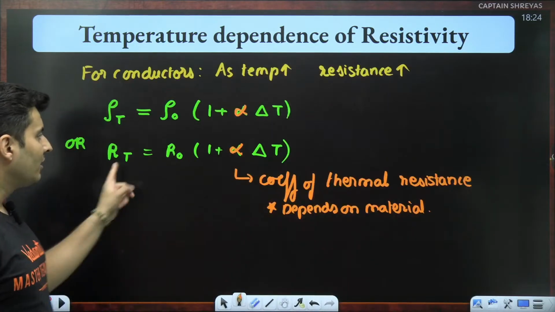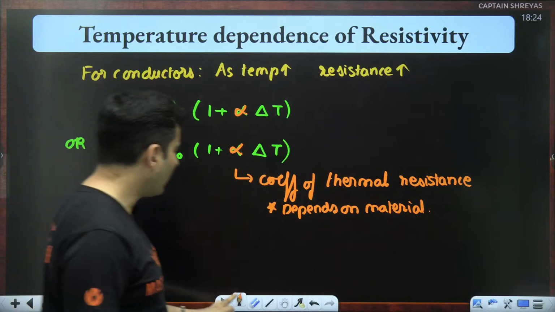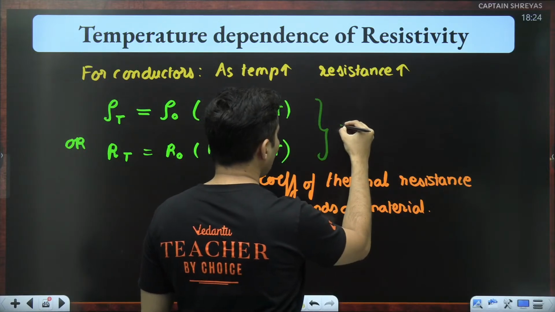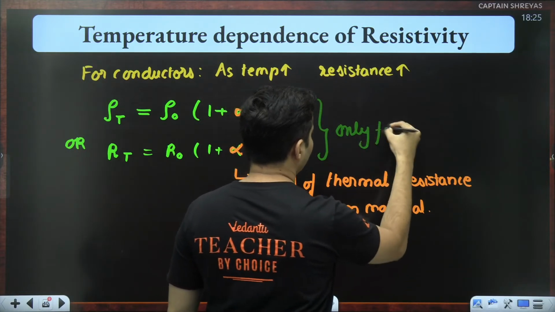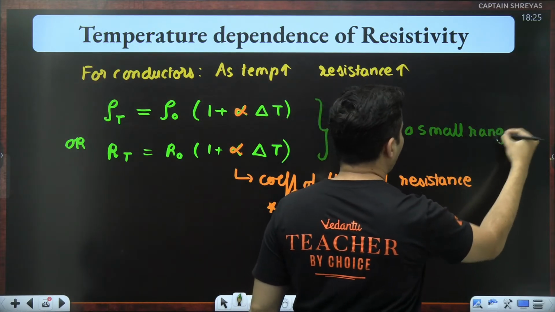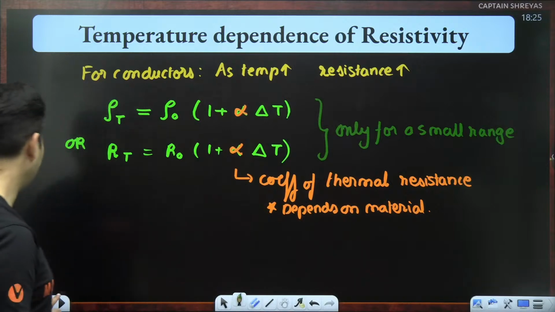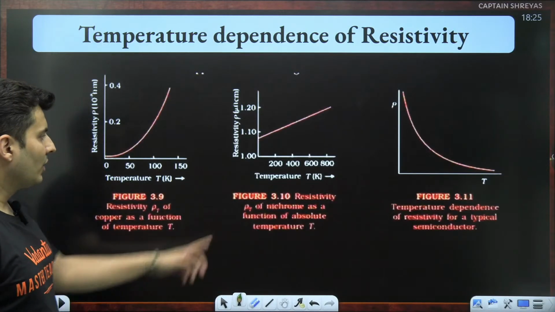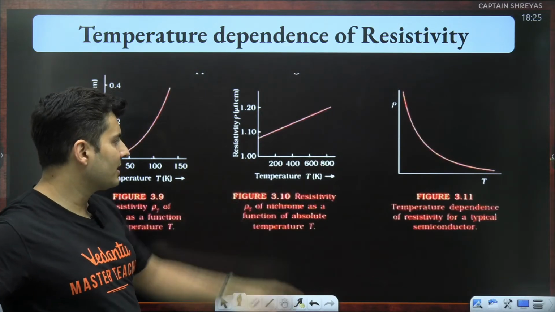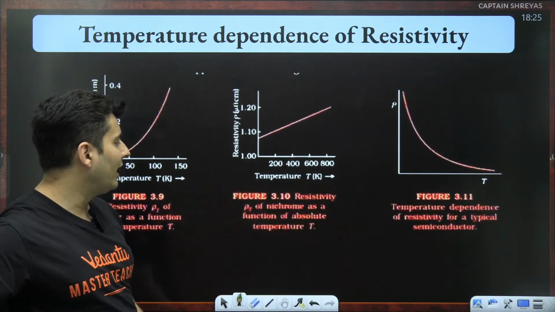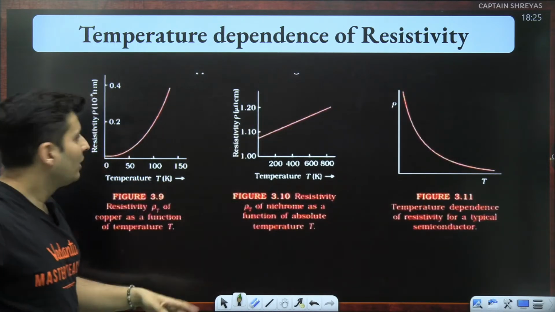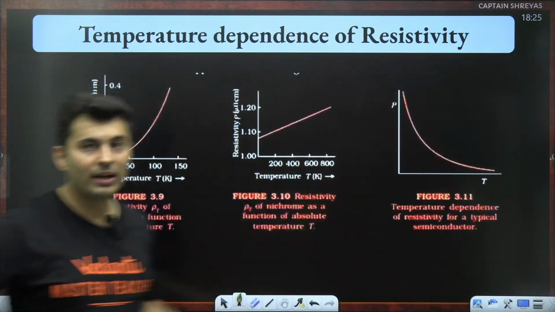But keep in mind, these relations are approximate, they are not perfect. So these are valid only for a small range. It is not actually linear, it is not actually a straight line, though these are looking linear. So you can see over here the temperature is changing from 200, 400, 600 Kelvin for a nichrome wire on an absolute scale. It is almost a straight line. But if you look at a semiconductor, it is a curved line like this.